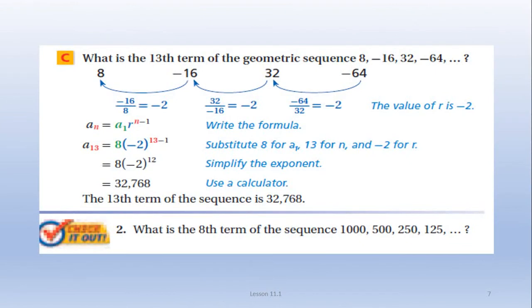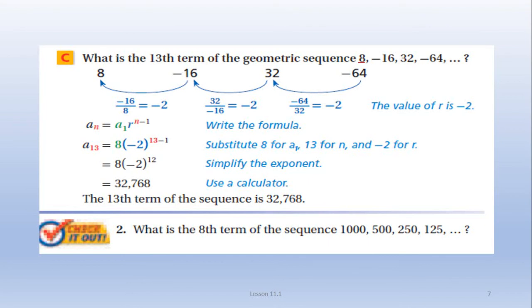Okay, the last example in this lesson: what is the 13th term of the geometric sequence 8, negative 16, 32, negative 64? Look here, they did not give you the common ratio directly, and they didn't tell you anything else about the sequence. You have to see and work out what we have to substitute in the formula.